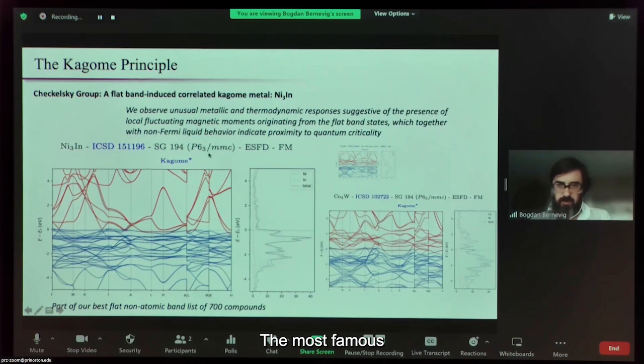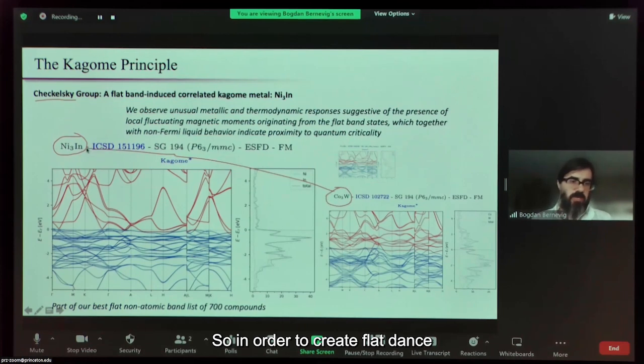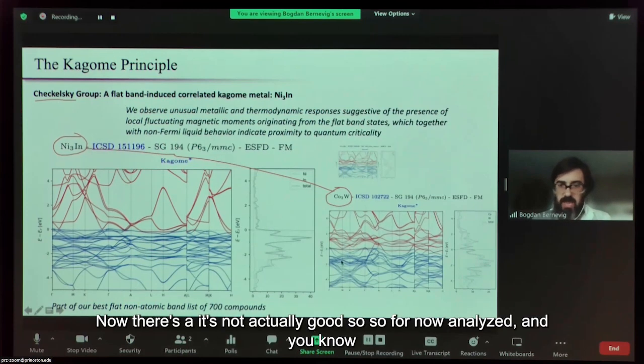And I'm sure everybody knows that the Kagome lattice has a flat band. But I wanted to show you that there are materials where this flat band is at the Fermi level. So for example, the Checkelsky group at MIT was looking at this material, which actually showed up in their paper about the same time when it showed up in our catalog. It turns out this is in the same category of materials, which basically have Kagome planes, and they have these very, very flat bands. That's the Fermi level.